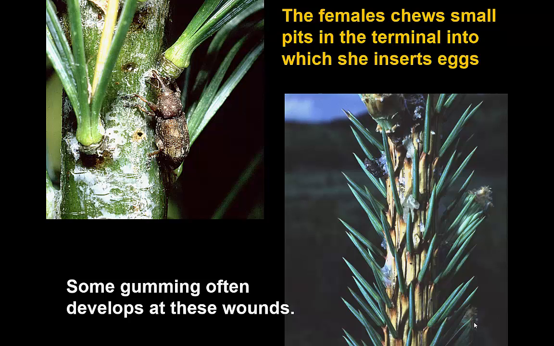And then ultimately the female will get around to start laying eggs. She'll chew little pits in the terminal growth and insert eggs. And this is all happening about the time the buds are starting to break, just when the new shoots are just about to become formed. And she's feeding at the base of where this new growth is starting to emerge from. You may see some gumming developing at these wounds, but again, this is all happening at the top of the plant, so very difficult to observe.